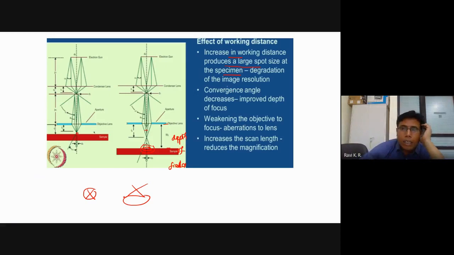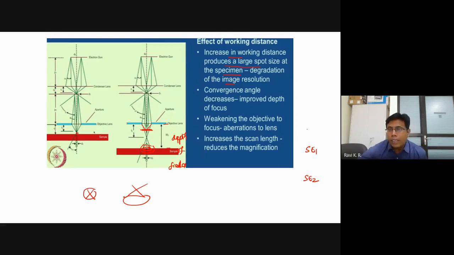Okay. That is the reason you start seeing degradation of the image resolution. That's what we have discussed earlier also. If you really want to get a very high resolution image, you need to go very close. There are two or three reasons. If you go closer, you start getting better resolution. One of the reasons we discussed is SE1 and SE2.